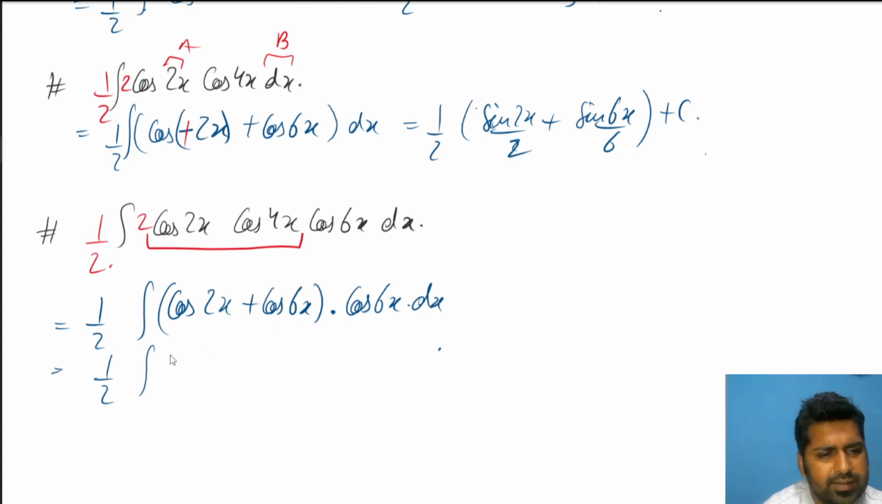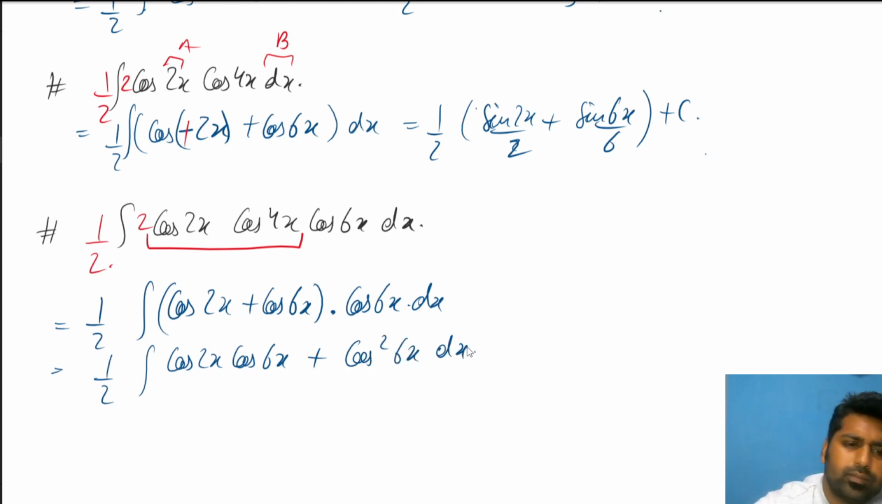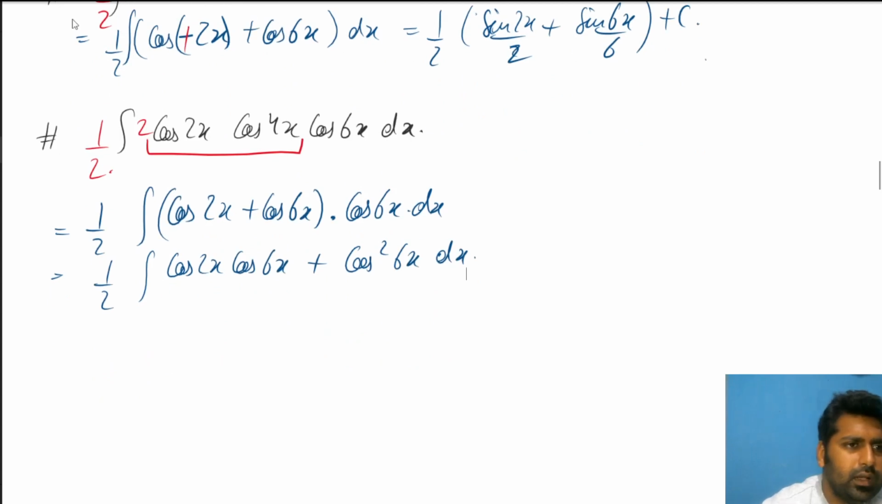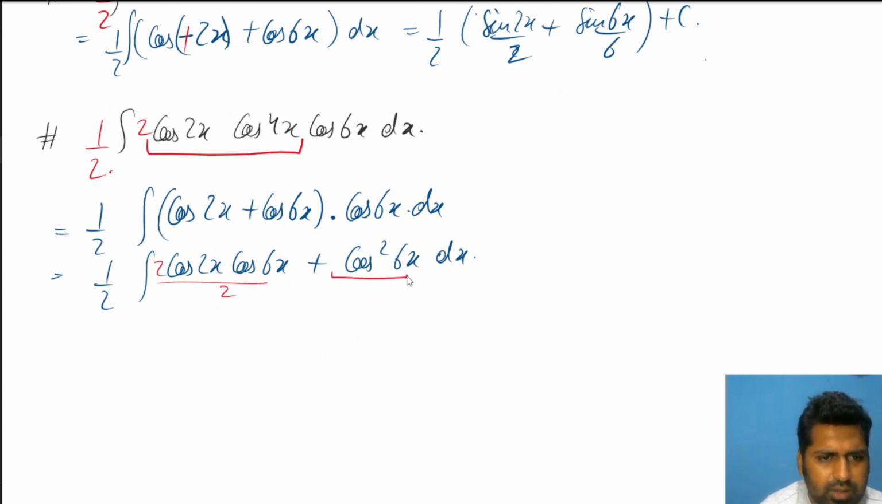Let's literally multiply this, cos 2x cos 6x plus cos square 6x dx. This is again the same format, 2 cos a cos b. So what do we need? Multiply by 2, divide by 2. And this is what? Square. How do we solve the squares? Integration of cos square, sine square: 1 plus cos of double angle. So use this idea now.